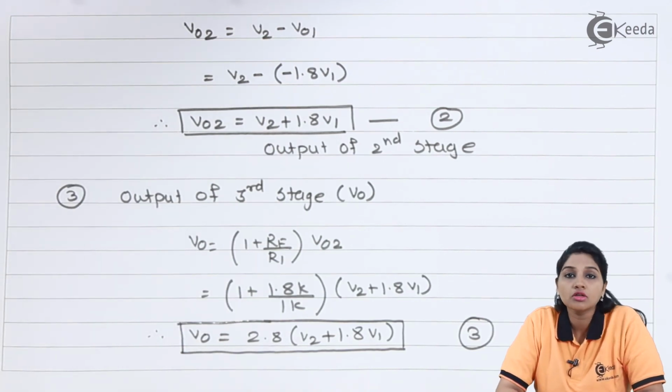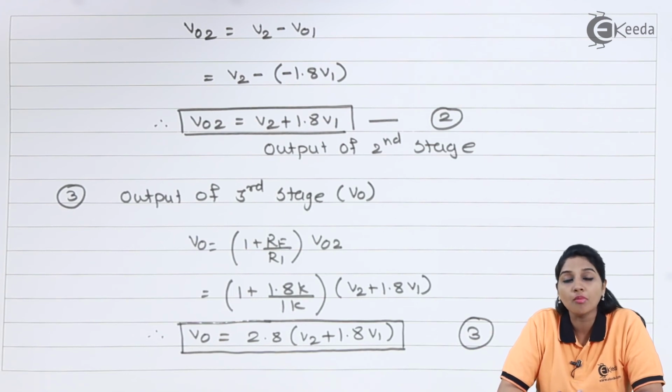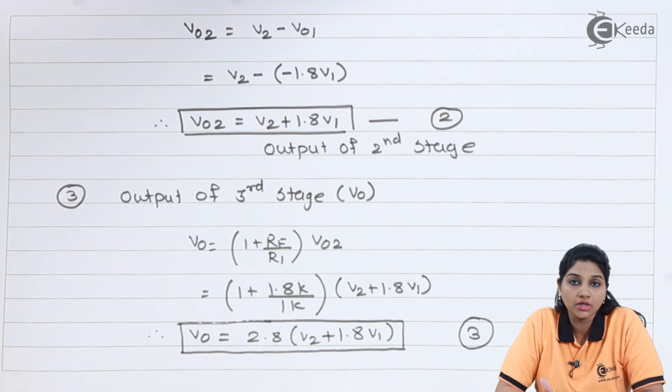So in this way we can solve the various problems that can be based on the circuit, which consists of combination of difference amplifier, subtractor, inverting and non-inverting amplifier.